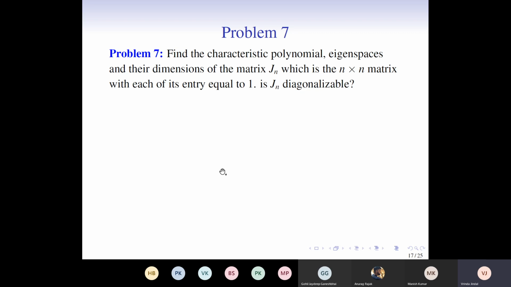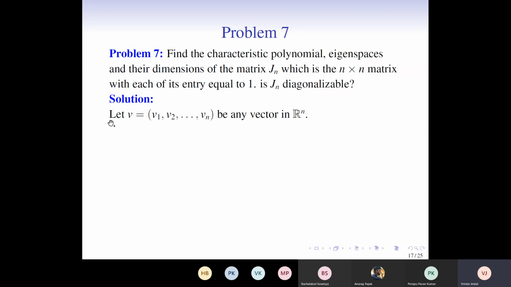Okay, so next is problem number 7. Problem number 7 says: find the characteristic polynomial, eigenspaces and dimensions of a matrix J_n. J subscript n has been described as an n cross n matrix in which every entry is 1, so an n cross n matrix consisting of all ones. We need to find the characteristic polynomial, eigenspaces and their dimensions. The second part of the question is to find if J is diagonalizable or not.